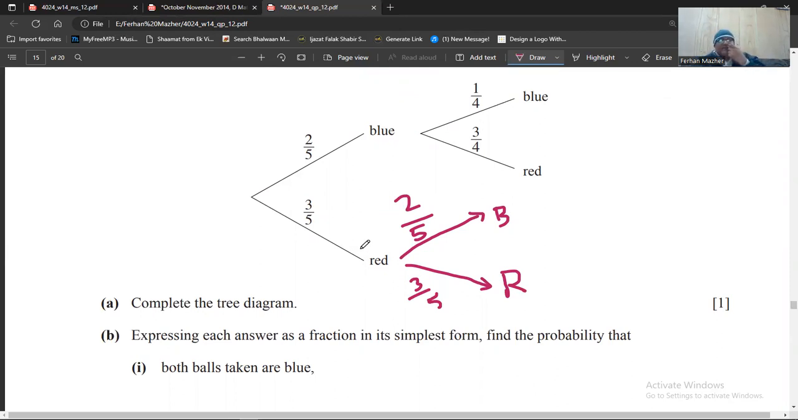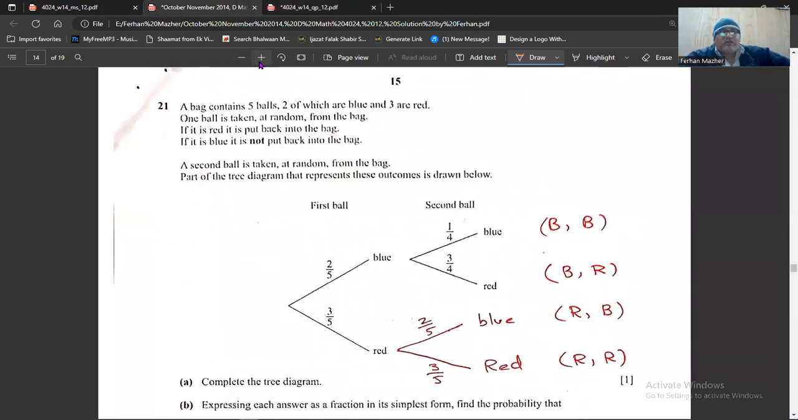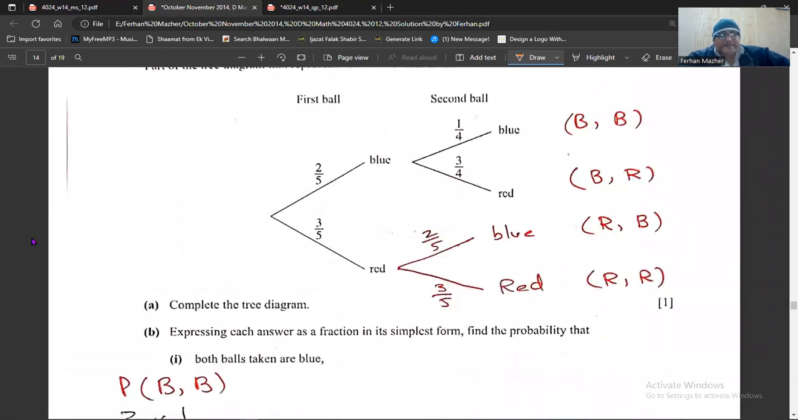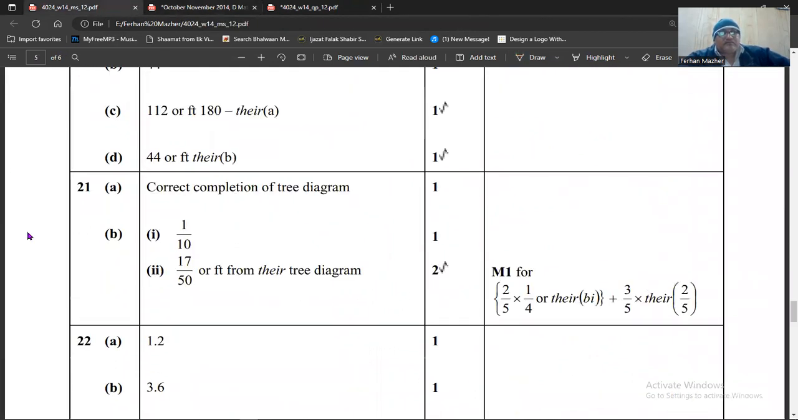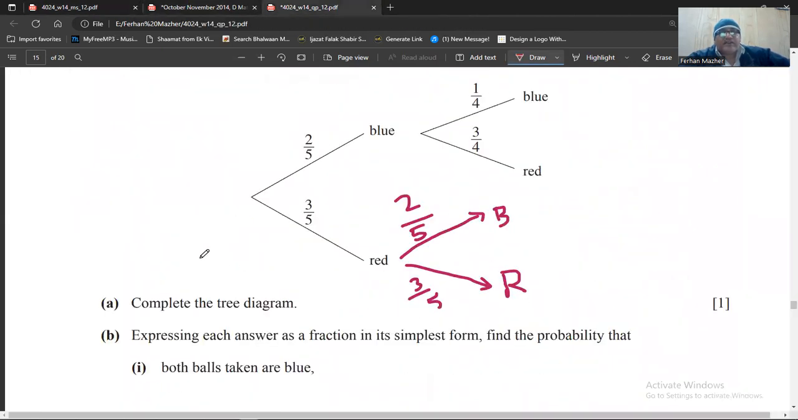First we complete the tree diagram. I have completed this tree diagram, you can see it clearly. That's question number 21, and I have completed the A part. Correct completion of the tree diagram, we have done that.